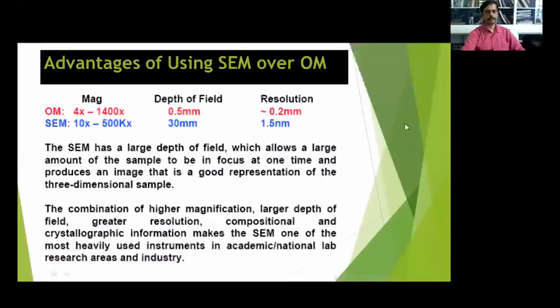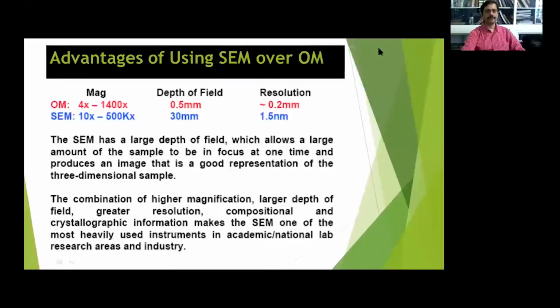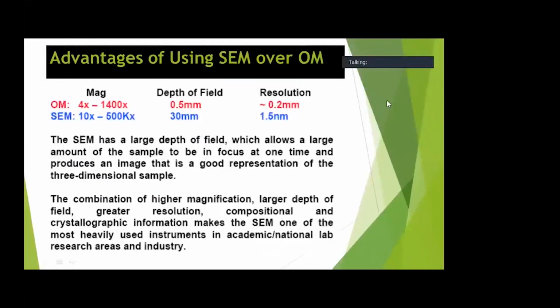I was comparing the optical microscope, scanning electron microscope, and also the transmission electron microscope. So when I talk about the depth of field, the depth to which the beam can penetrate in a scanning electron microscope is quite good. That's about 30 millimeter, whereas in an optical microscope, you can see only up to 0.5 millimeter deep.